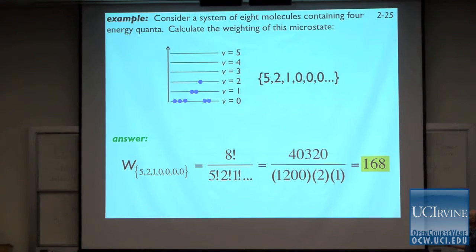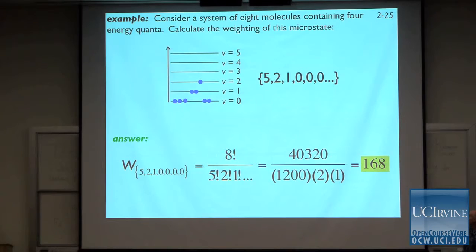Problem 1 on quiz 1. What's W? Problem 2. All right. 8 factorial. 1, 2, 3, 4, 5. Here's another one that's got 2 and 1. What's 0 factorial? Yeah.